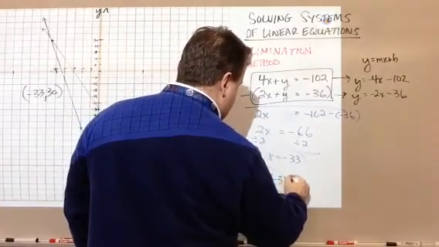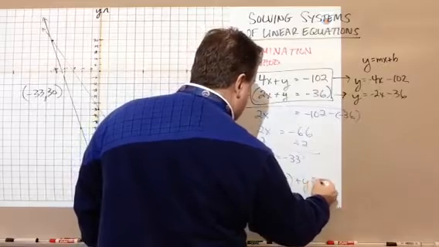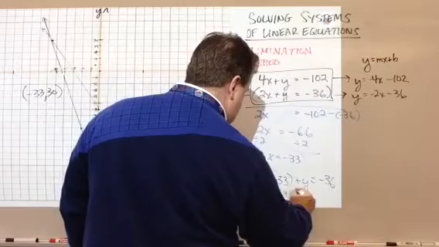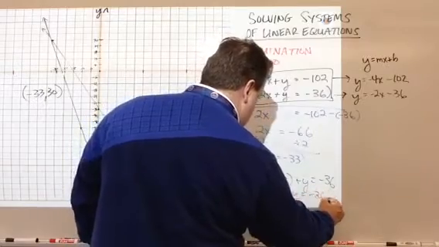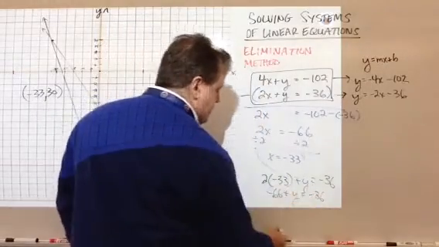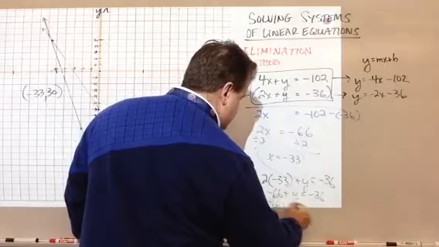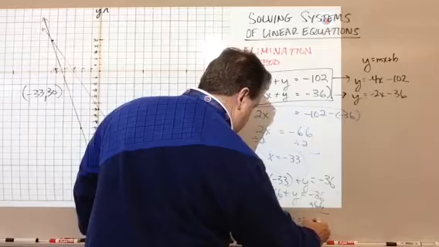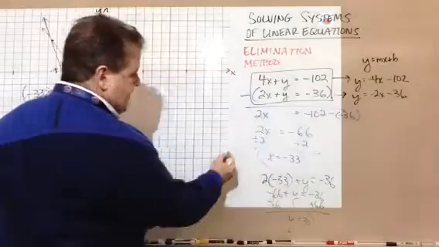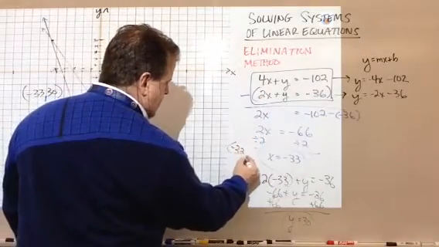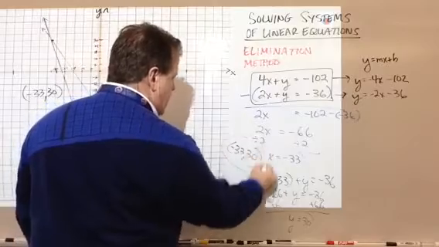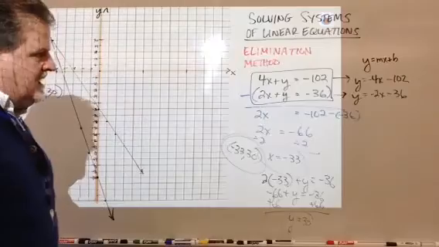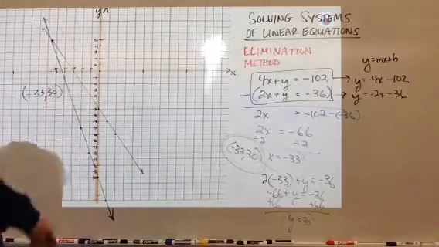2 times the negative 33 plus y equals negative 36. That's negative 66. Negative 66 plus y equals negative 36. We're going to add 66 to both sides. I'm going to get y equals 30. And that's how we prove that the point negative 33, 30 is in fact the solution. A lot easier with algebra and using the elimination method than it was by using the graphing method.